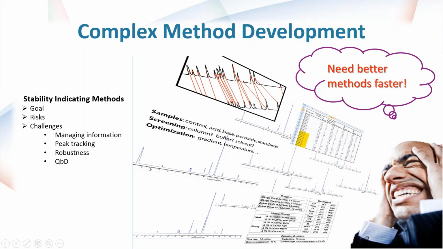Other things that are important to Charlie and his coworkers is robustness. They want to make sure that any slight variation in conditions, such as temperature or gradient, don't dramatically impact the performance of the method. And finally, Charlie's boss attended a seminar recently and heard about quality by design. So another task that was put on Charlie's plate is they have to follow quality by design principles to ensure that the methods that they're delivering are of a certain quality.